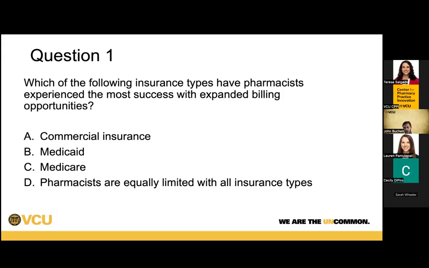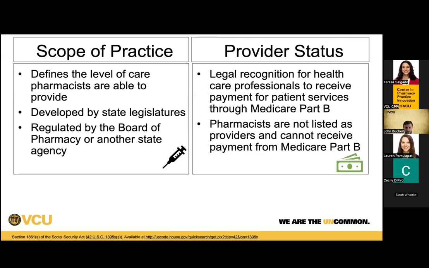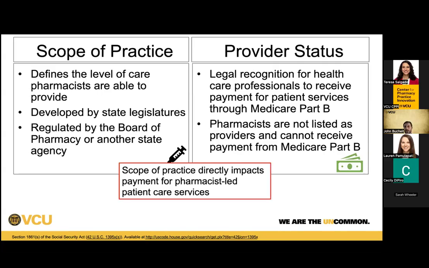And so we're going to talk a little bit more about Virginia. As I mentioned earlier, there's a distinction between scope of practice and provider status. Scope of practice defines the level of care that pharmacists are able to provide. This is developed by state legislatures and regulated by their boards of pharmacy. Provider status, traditionally, we've thought about it through Medicare Part B, and this recognizes pharmacists to get paid for their services. So provider status has nothing to do with scope of practice; it's to get paid for their services. So they are different, but they're really interlocked too.